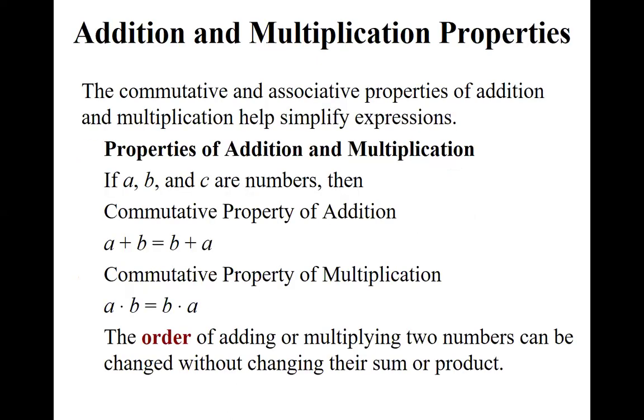Let's recall we had some addition and multiplication properties. We had the commutative properties that say we could add or multiply in any order without changing the value. The commutative properties were the properties where we pick up and move. We change the order. So A plus B equals B plus A, and A times B equals B times A. The commutative property is the ABBA property.